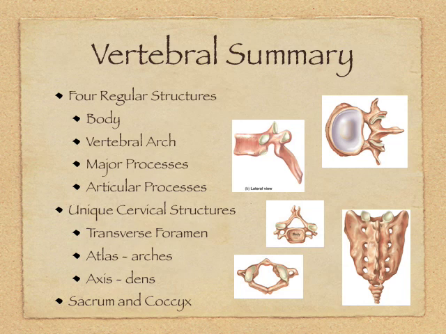So let's summarize our discussion now of the vertebrae themselves. You want to, in your mind as you study, make sure that you know the four groups of regular structures. You should be able to pick out the body on any vertebra. You should be able to pick out the vertebral arch, the part that protects the spinal cord, made up of pedicles and lamina. You ought to be able to pick out the three major processes, the spinous process and the two transverse processes on any vertebra, whether they're large or small.